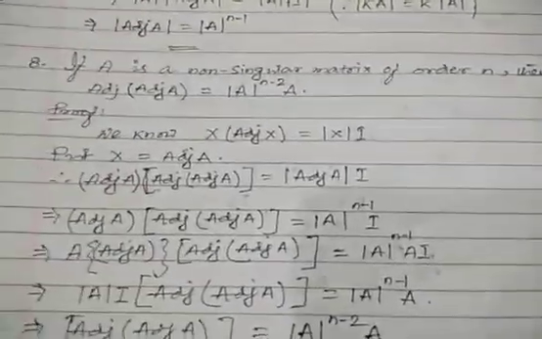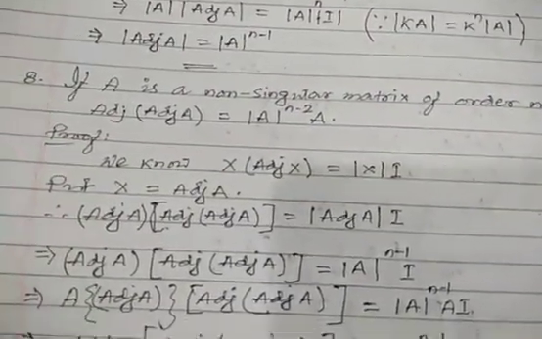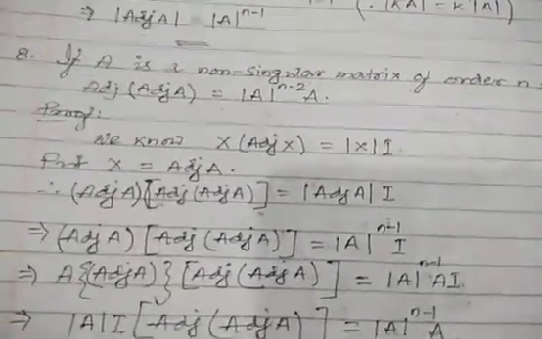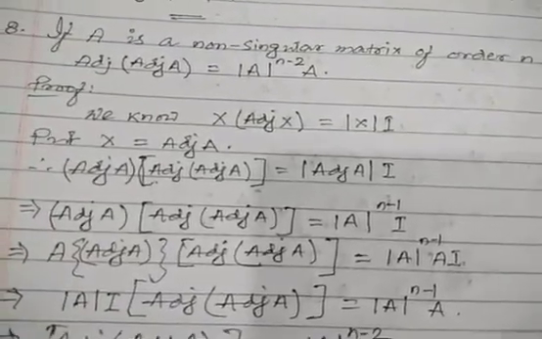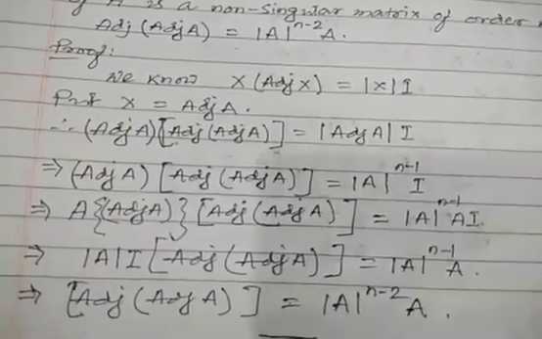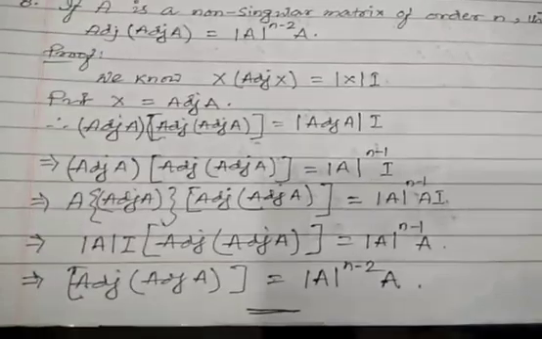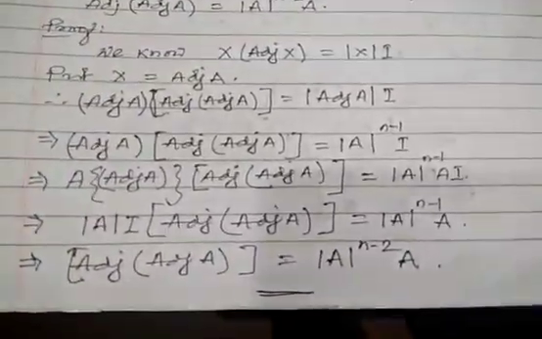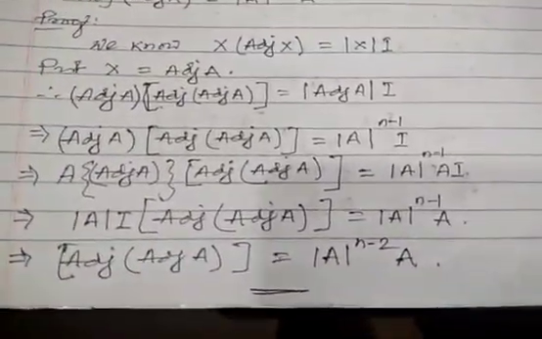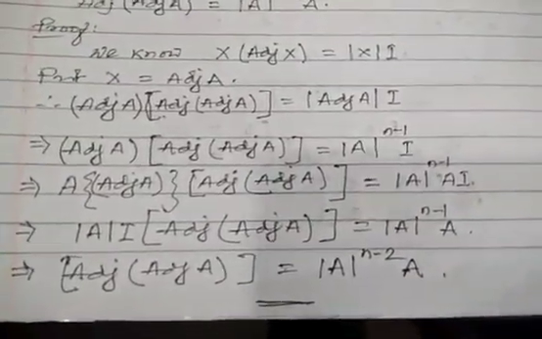We know x into adjoint x is equal to the determinant value of x into I. Now if I put x equal to adjoint A, then you get adjoint A into adjoint of adjoint A is equal to the determinant value of adjoint A into I. In place of x we are putting adjoint A. Then you can say adjoint A into adjoint of adjoint A is equal to determinant A to the power n minus 1 into I, from the previous property.